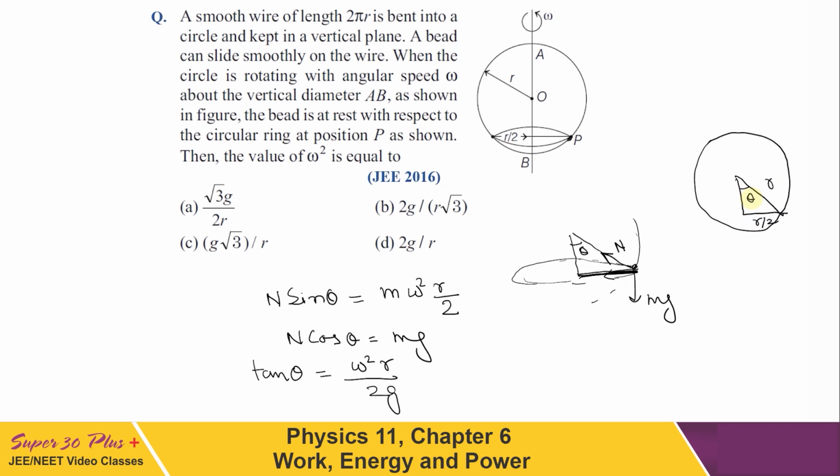So we can write from here tan theta is equal to (r by 2) upon root of (r square minus r square by 4), which will be equal to 1 by root 3. So here we got the value of tan theta to be 1 by root 3, which gives theta equal to 30 degrees. On substituting this value here, we will get omega square equal to 2g upon root 3 r, which is our option number 2.